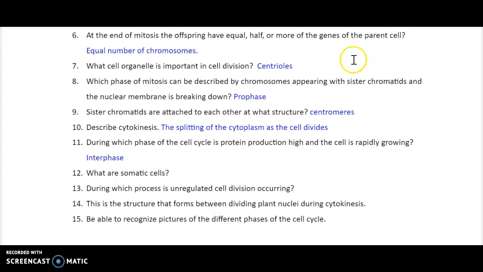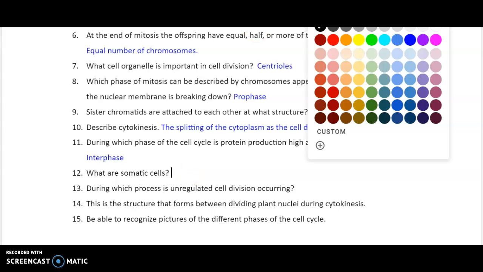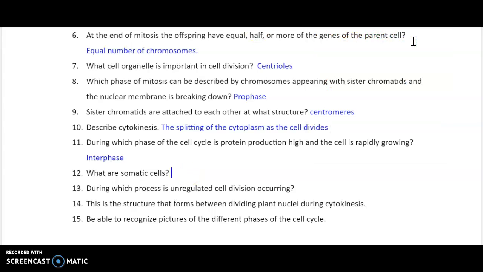Number 12, what are somatic cells? Well, somatic just means body cells. And body cells are the ones that are doing all this mitosis. When we talk later about meiosis, that's not going to be the body cells. That's going to be gametes. But somatic cells, that's our body cells, and body cells do mitosis. Just anything in your body that is not an egg or a sperm is a somatic cell.